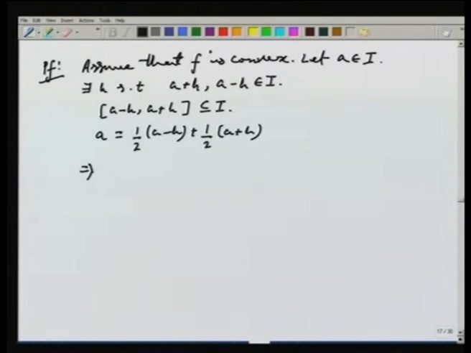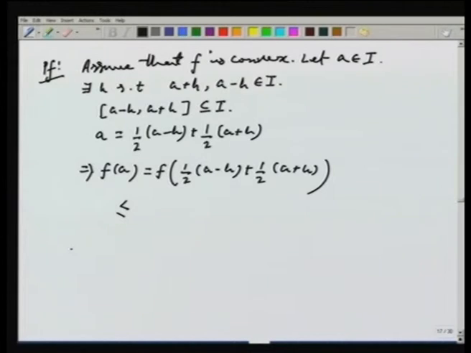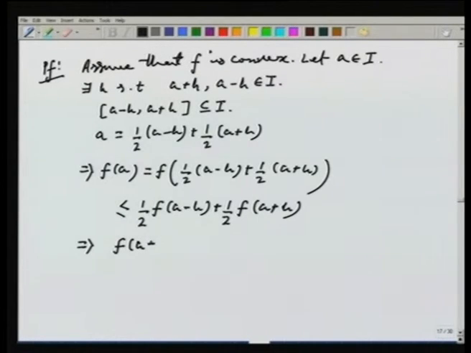Since f is convex, that would imply that f of a, which is equal to f of half of a minus h plus half of a plus h, is certainly less than or equal to, by definition of convexity, half of f of a minus h plus half of f of a plus h. If I multiply this inequality by 2 on both sides, this would then imply that f of a plus h plus f of a minus h minus twice f of a is bigger than or equal to 0.